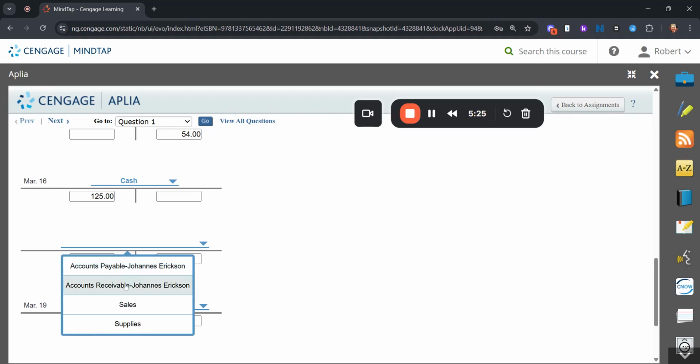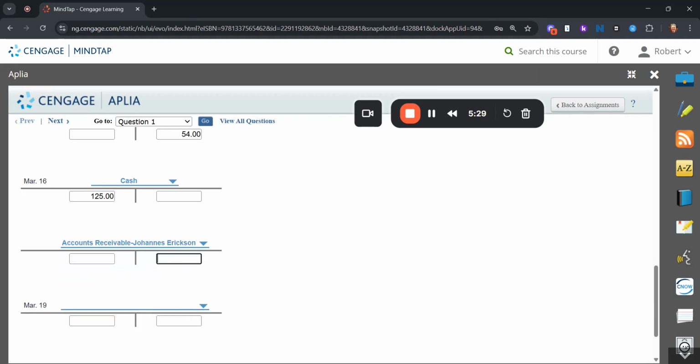Then an accounts receivable. So now the amount that Johannes owes is decreasing by $125 because he's paying towards his bill. He's paying all of his bill, but he's paying it, so it's going to decrease the amount that he owes. So $125 on the credit side. There's accounts receivable as an asset. So any decrease in asset goes on the credit side.